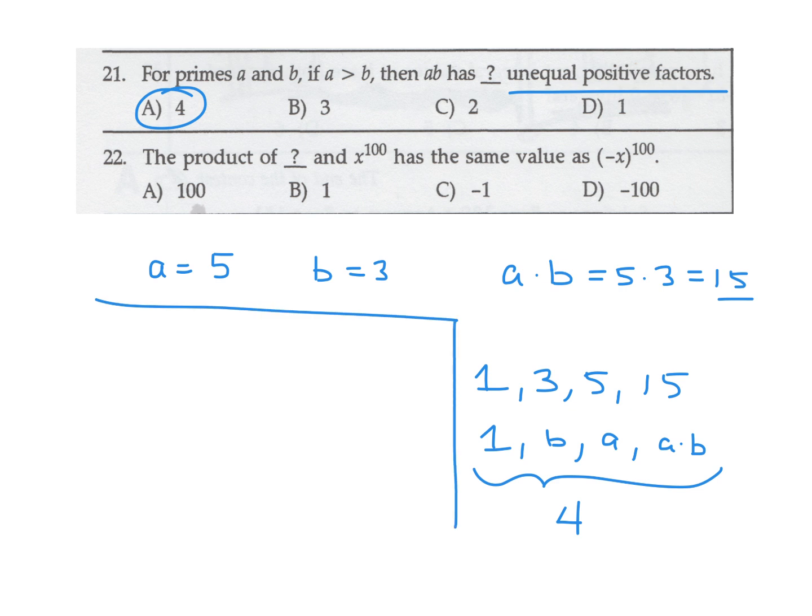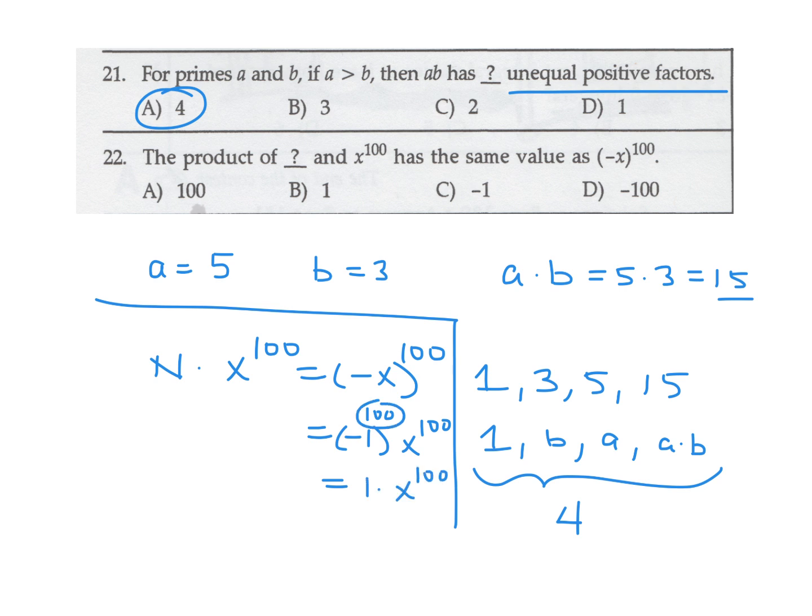The product of something and x to the power of 100 has the same value as negative x to the power of 100. Okay, so we have some number n times x to the power of 100, and then we have negative x to the power of 100. Well, this side we can break up into negative 1 to the 100, x to the 100. Negative 1 to the 100, since 100 is even, is just going to be 1. So really we just have this kind of a situation. And then the x to the 100s cancel, so n is equal to 1. And I believe that is B for number 22.